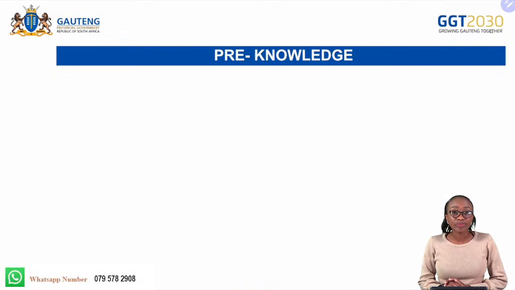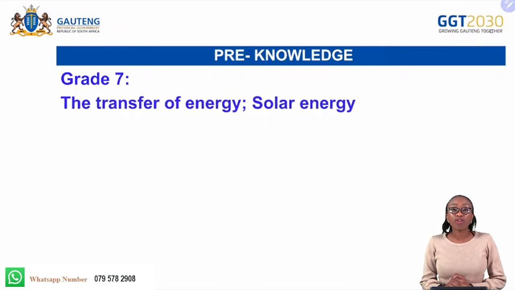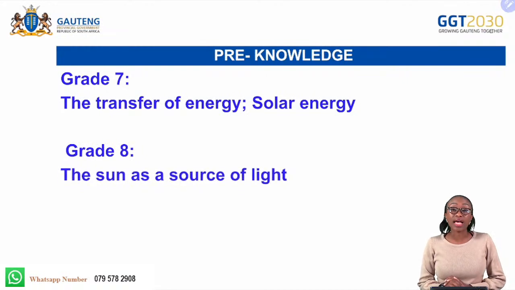So pre-knowledge. Pre-knowledge is what we've learned prior to today's lesson. So it has laid the foundation of today's lesson. So what did we learn? In the 7th grade, we learned about the transfer of energy, mainly solar energy. And then in the 8th grade, which is our previous lesson, the lesson that we had last week, we learned about the sun as the source of light. If you remember, we learned about radiation of light and the visible spectrum of light. We learned about those two as well. So those are the basis of today's lesson.